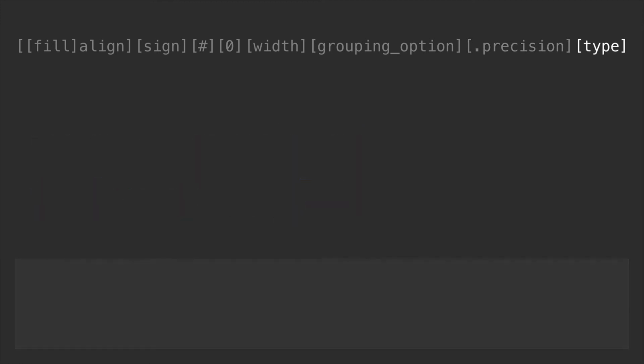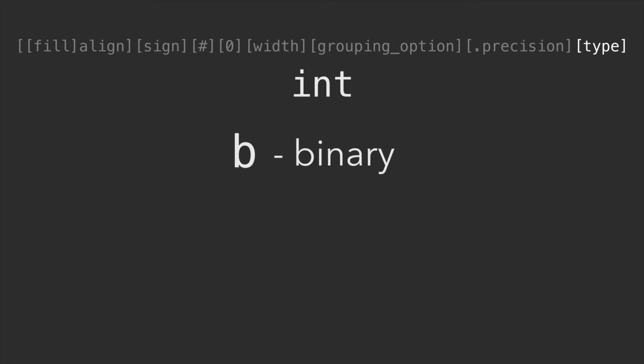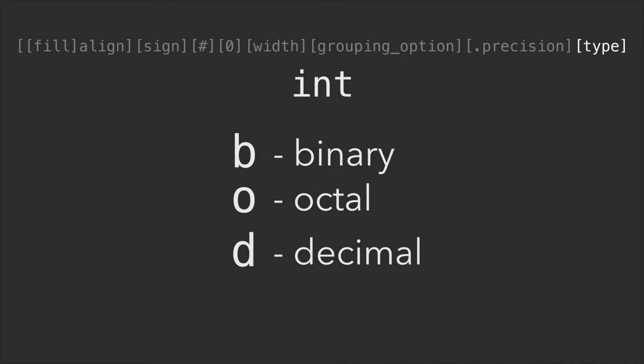The presentation type basically determines how the content is displayed and has different options based on the data type. For strings, there's only one and it's S. It's also the default, so it can be left out. For integers, there's a few more. B is binary, so it'll provide the output in base 2. O is octal, and it'll provide the output in base 8. D is decimal, it'll provide the output in base 10, which is also the default.